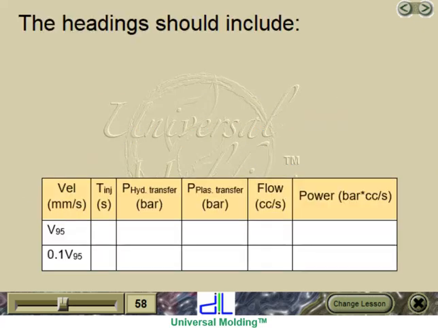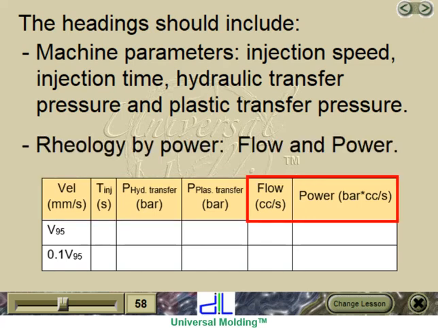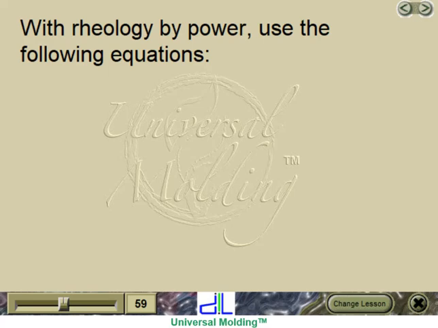The headings should include machine parameters, injection speed, injection time, hydraulic transfer pressure, and plastic transfer pressure. Rheology by power, flow, and power. Remember to include their corresponding units. With rheology by power, use the following equations.